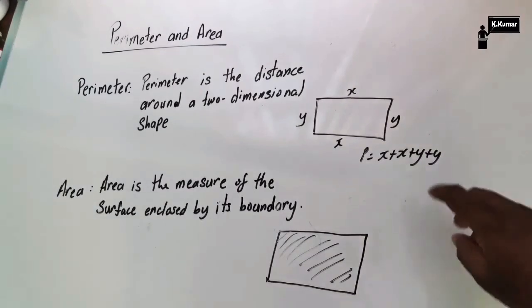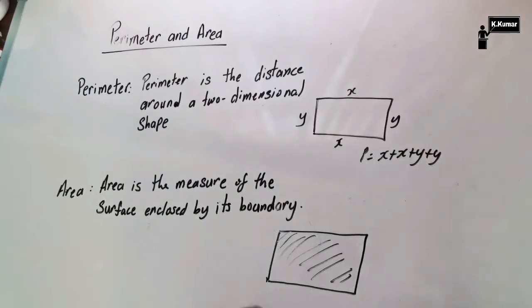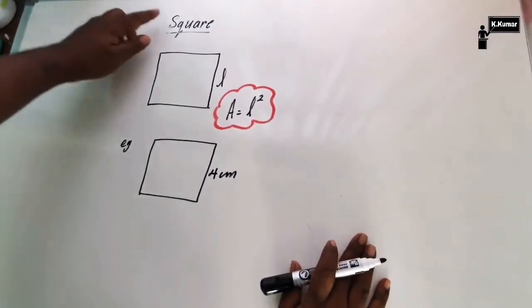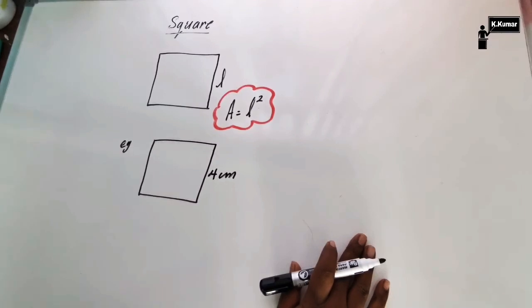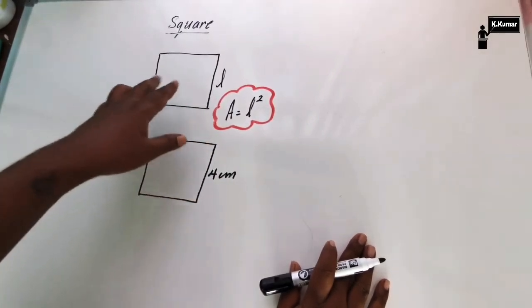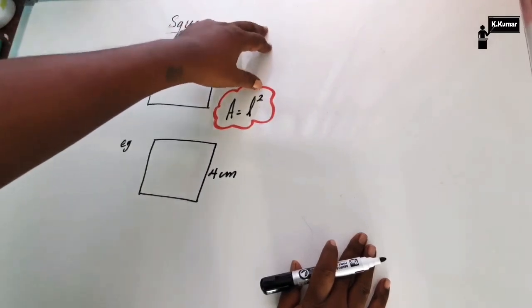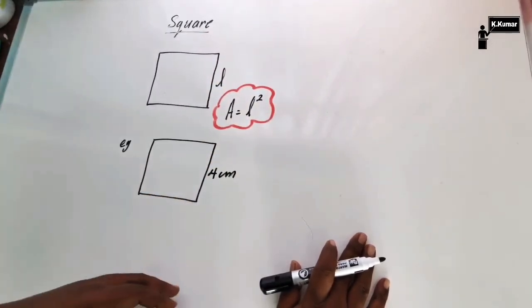So it's just summing the length of the sides. But since this is common, we're going to be looking at area and the formula and how to solve the various questions. So the first shape we're going to look at is the square, and we're finding the area of these shapes. The formula to find the area of a square is A equals L squared. That means the length multiplied by the length.